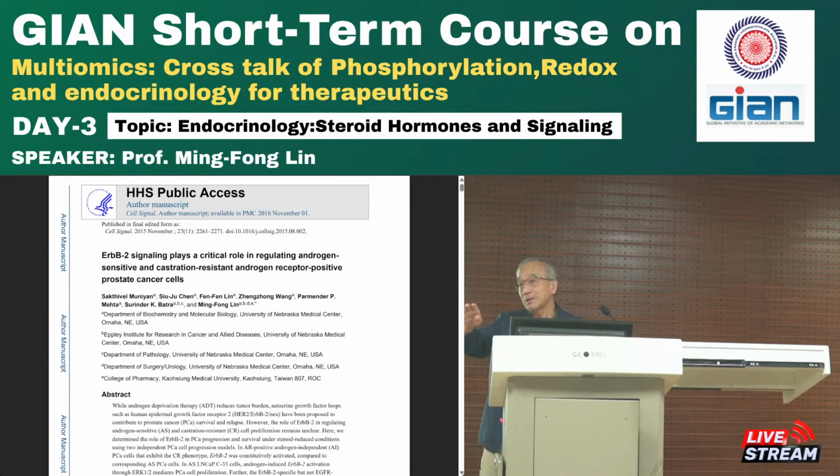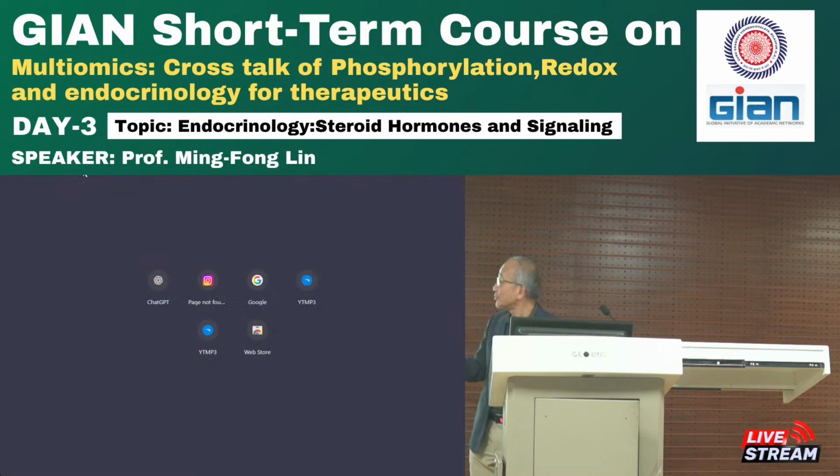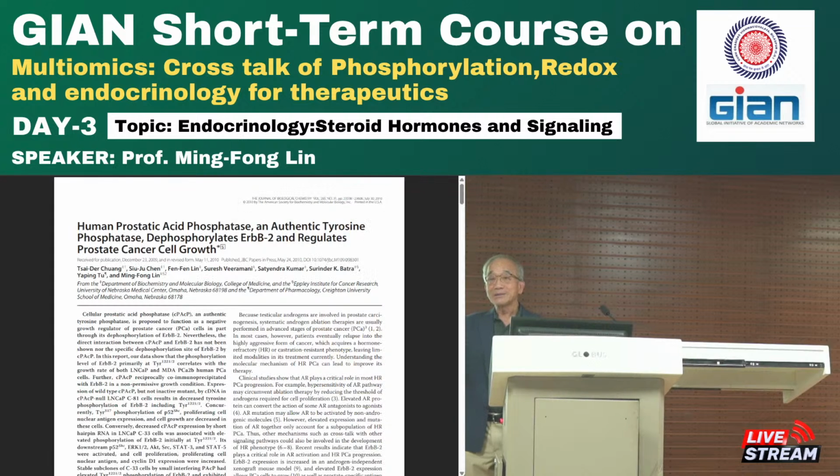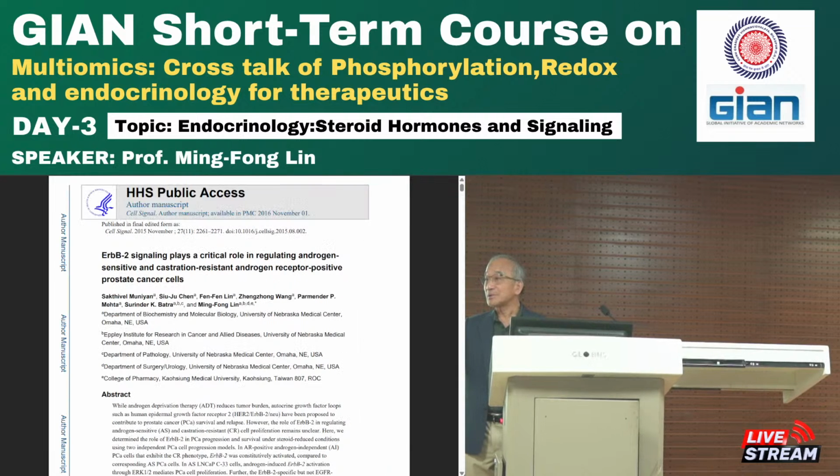But then, unfortunately, the treatment works only for a short period of time. Maybe one, three, five years at the most. They will relapse again. The tumor will come back. Then we call that stage castration-resistant prostate cancer, because the cancer cell progresses under the castration condition. There's no androgen under the castration condition. Okay, the low androgen condition.